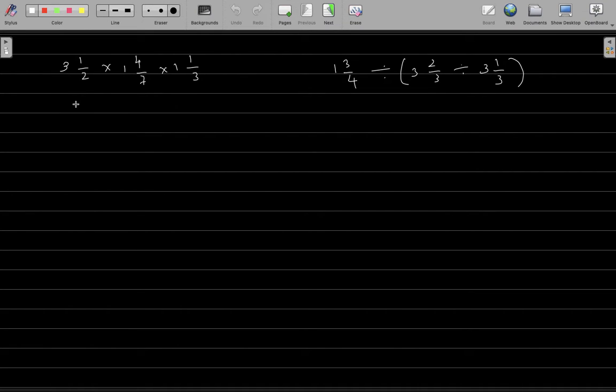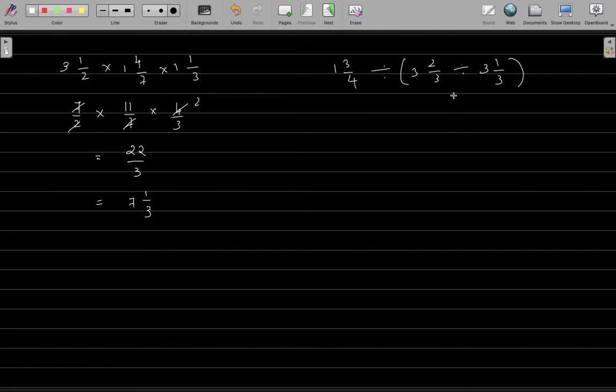So 3 1 by 2 will be 7 by 2, times 1 4 by 7 will be 11 by 7, times 1 1 by 3 will be 4 by 3. Can you simplify it here? Yes, you can cancel 7 and 7. You know 2 times 1 is 2, 2 times 2 gives you 4. So this should give you 11 times 2 is 22 upon 3, which on simplification you can write as 7 1 by 3, the mixed fraction.